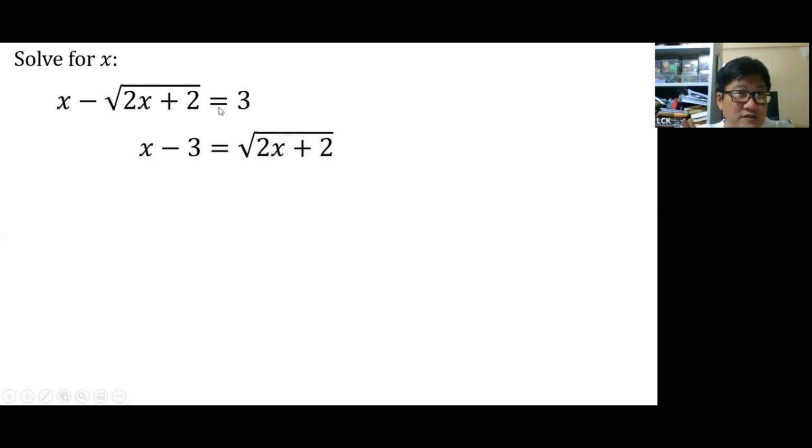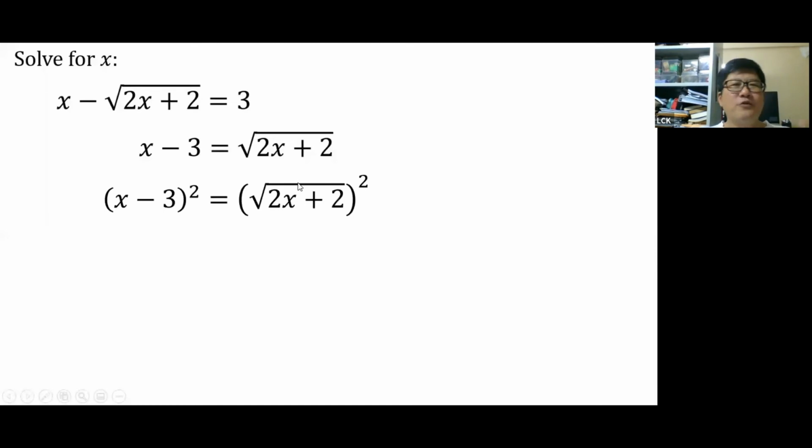x minus 3 is on this side. You bring the 3 over, you get minus 3. And this minus square root 2x plus 2, bring it over here. So you get a plus square root of 2x plus 2. Now you are ready for business. So here, to get rid of this square root sign, square both sides. That's what you do, square both sides.